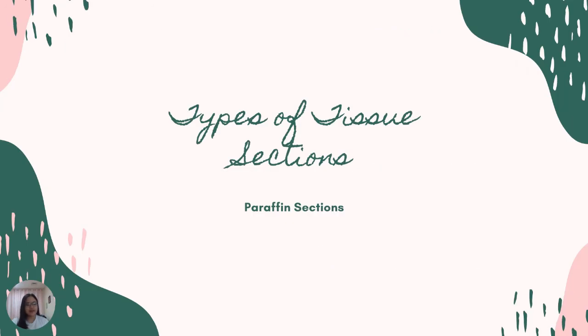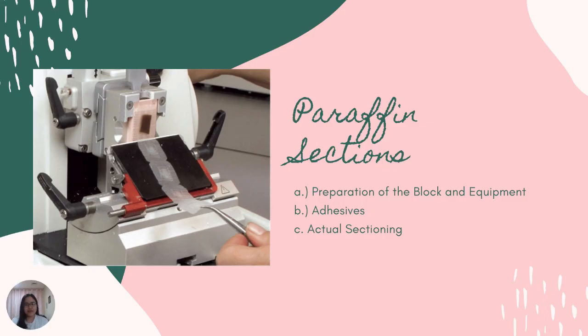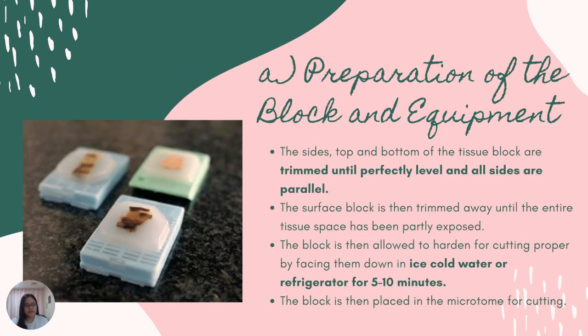After knowing how to care for and use the microtome knives, we'll be moving on to discuss the types of tissue sections under paraffin sections. We have preparation of the block and equipment, adhesives, and actual sectioning. Now let's go on to the first part, preparation of the block and equipment.